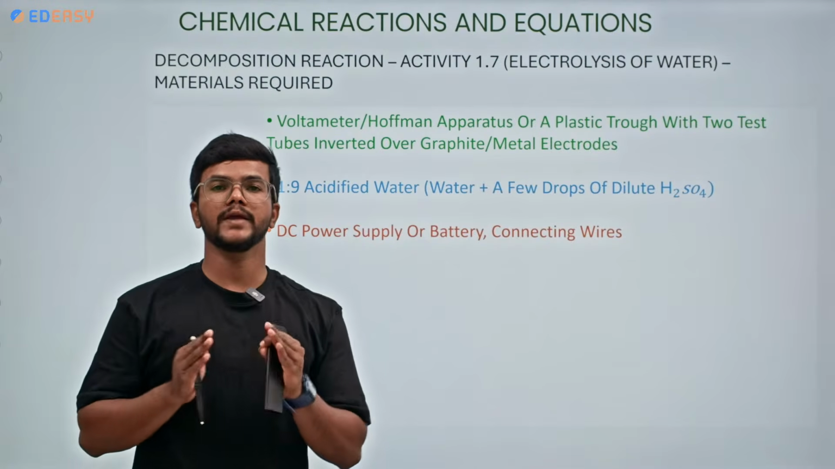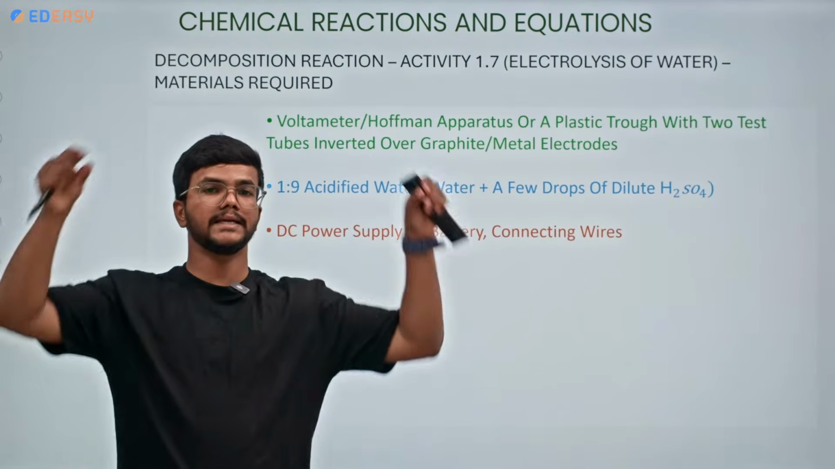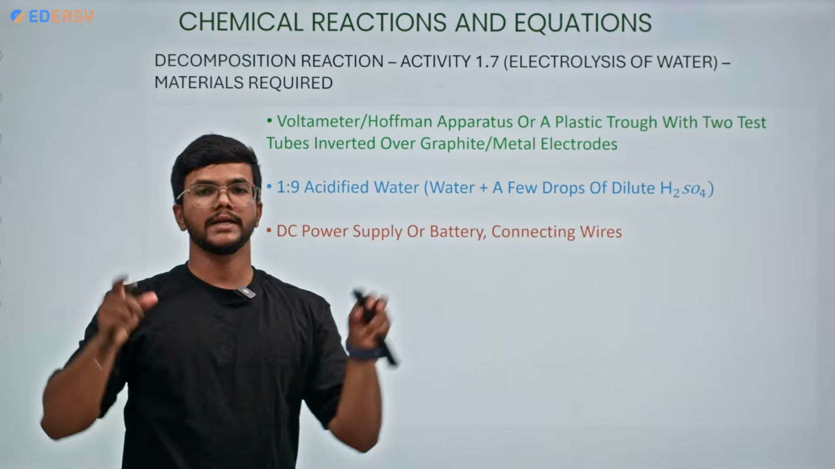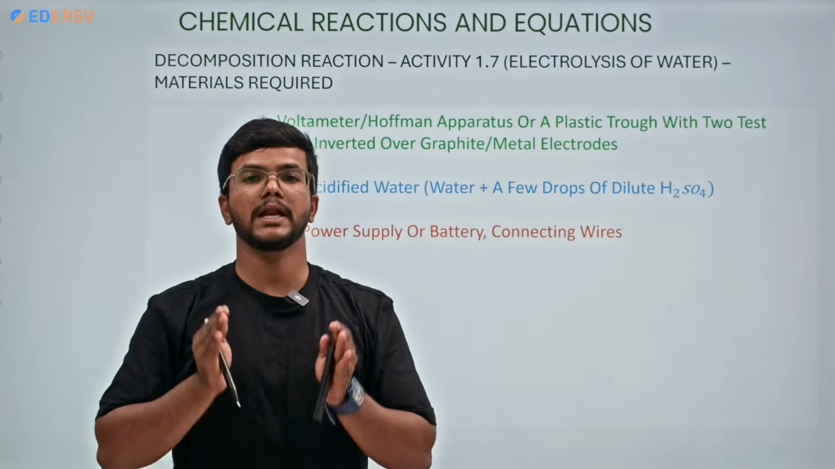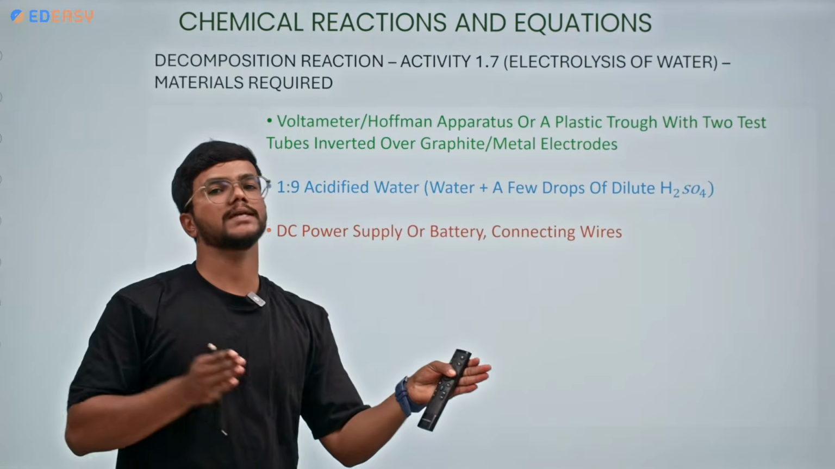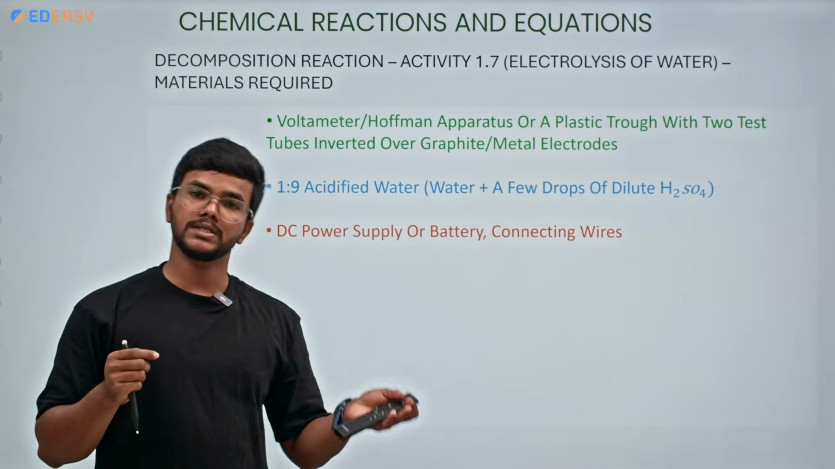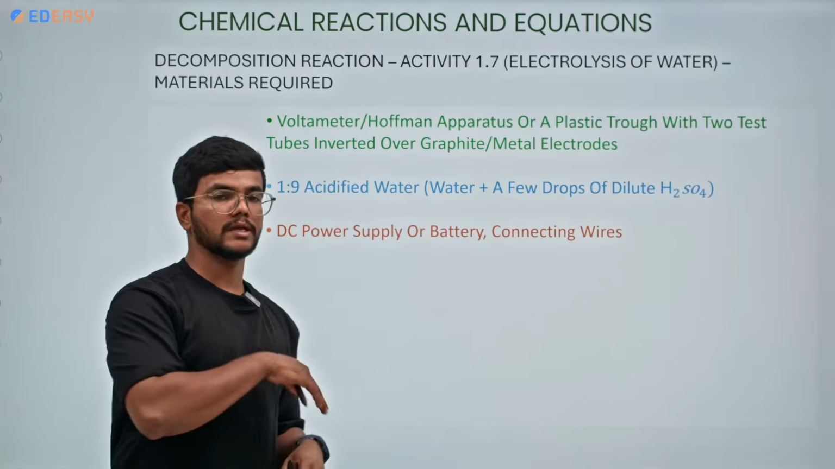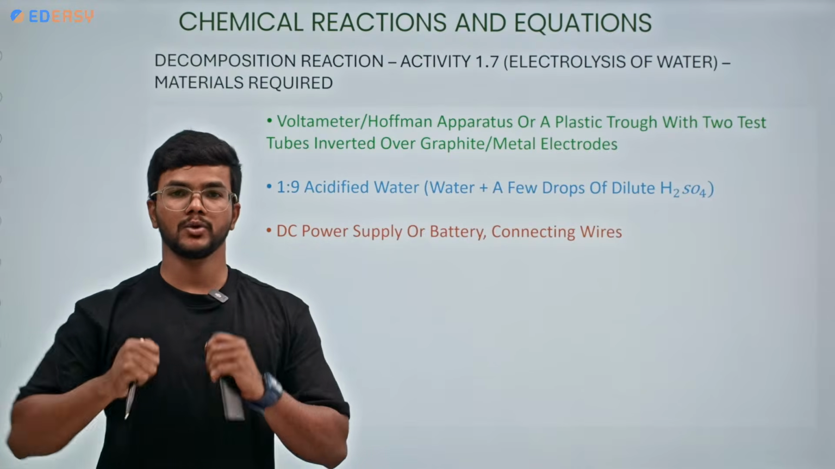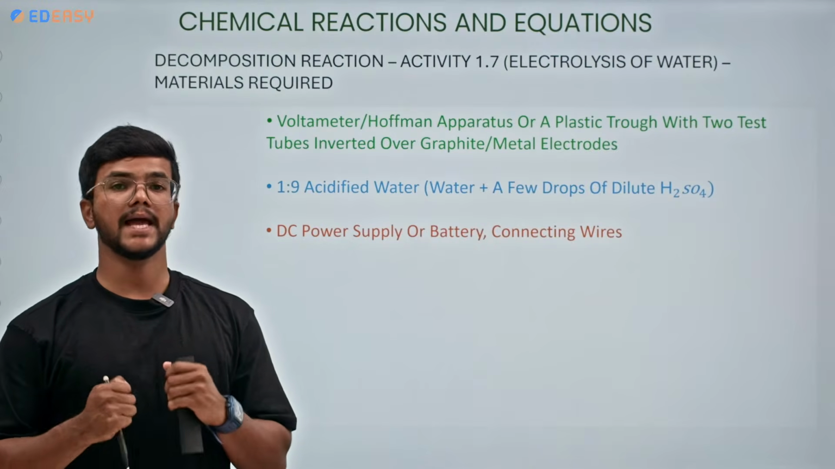When it is connected with the battery, the solution, which is called the electrolyte, divides into positive ions and negative ions. That movement of positive ions towards the negative terminal, and negative ions towards the positive terminal, is nothing but the electrolysis. So we are doing the electrolysis of water, which is the acidified water.